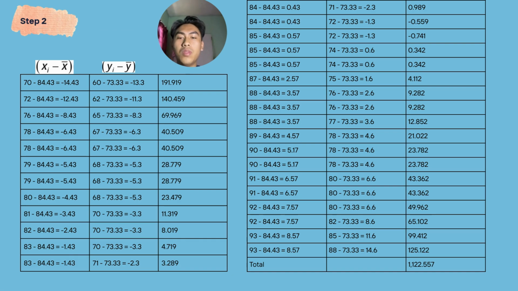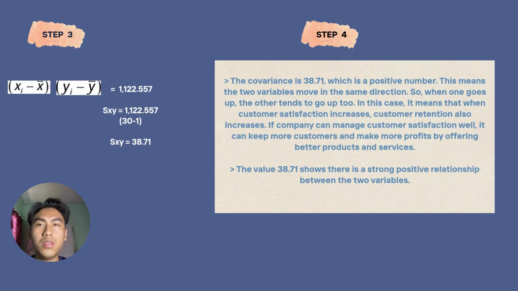For step 2, list all the customer satisfaction scores and subtract the mean of the customer satisfaction score. Next, list all the customer retention rates and subtract the mean of the customer retention rate. The answer is 1122.557. For step 3, the total is 1122.557. How to find the covariance? The total divided by 30 minus 1. So the answer is 38.71.